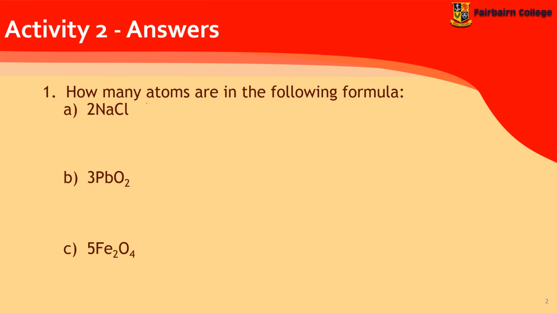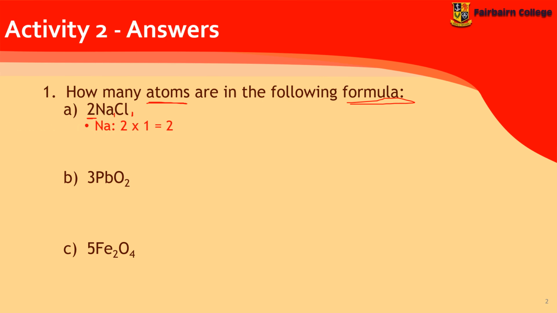So in the first activity, you have to calculate the number of atoms in each of these formulas. So in the first formula, we have 2 NaCl. So 2 sodium chloride molecules. So firstly, we see that there's a 2 in front, meaning there's 2 molecules, and then the numbers in the compound, we see that there's 1 sodium atom and 1 chlorine atom. But remember, if it's 1, then we don't write the 1. So let's look at this calculation.